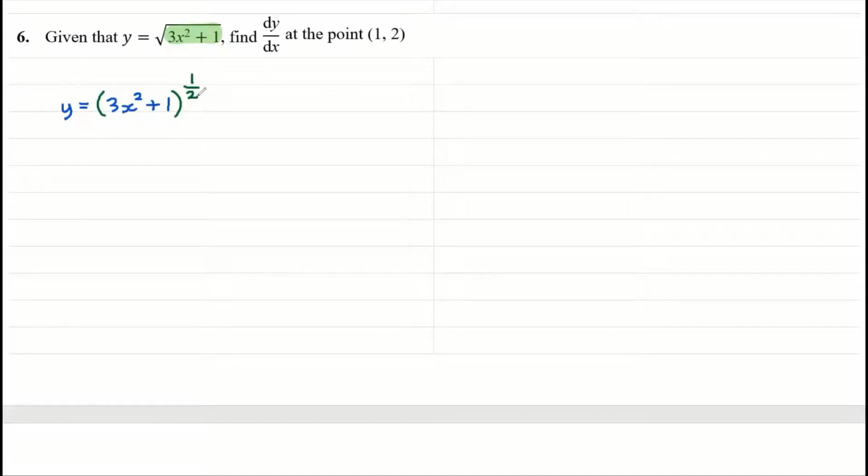Now then, let's define our two functions. So therefore we're going to have y equal to the complicated bit, which I don't like. So that's going to be u to the power 1/2. Okay. And the u part is going to equal everything inside that bracket, all that stuff. So that's going to be 3x squared plus 1.